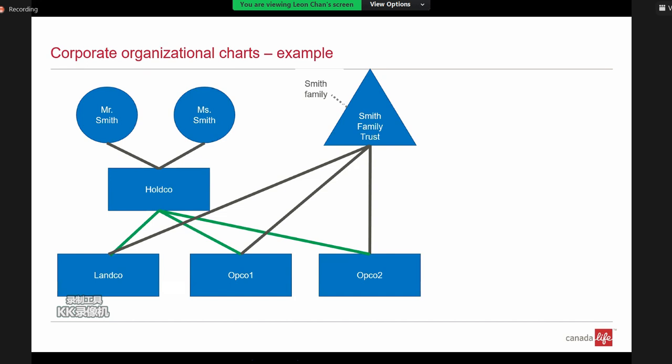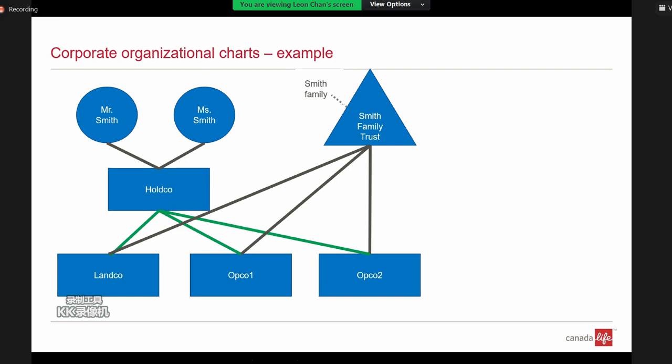Okay, so if we were just looking at this as an example of a corporate org chart, from looking at it, usually it would lead to a pretty good indication of, first of all, what type of information we would want to ask for.